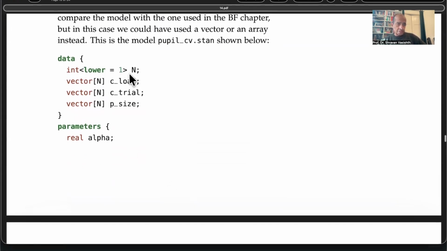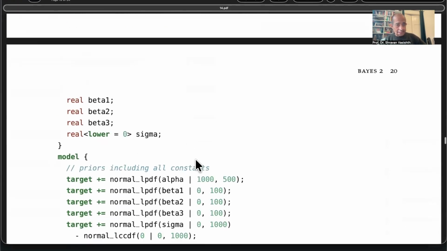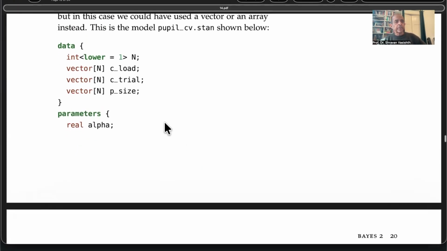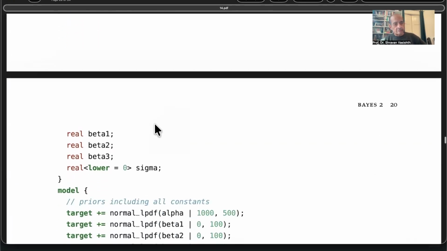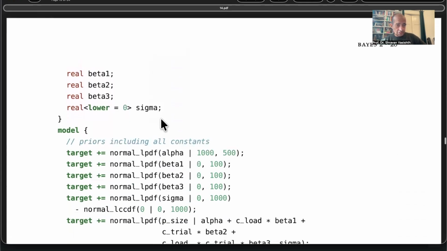So here's the STAN code. We've got the number of data points that go in here. You can see that here. N is the number of rows in the data frame, right? That's N. And then the predictors, the three predictors, and that's it, right? The parameters are alpha, beta 1, beta 2, beta 3, and sigma. So there's 5 parameters, right?